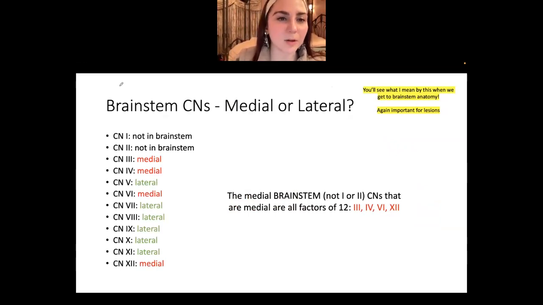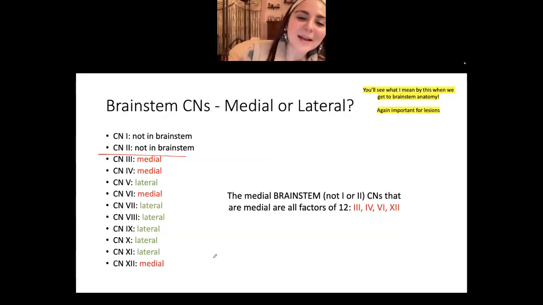And then again, medial or lateral. You'll see what medial and lateral mean when we get to physical brainstem anatomy. It's when you look at a cross section of the brainstem, is it medial in the brainstem or is it lateral? Again, the only reason this is important to know is because it's important for lesions. Remember, 1 and 2 are not in the brainstem, so they're not going to be affected by any brainstem lesions at all.